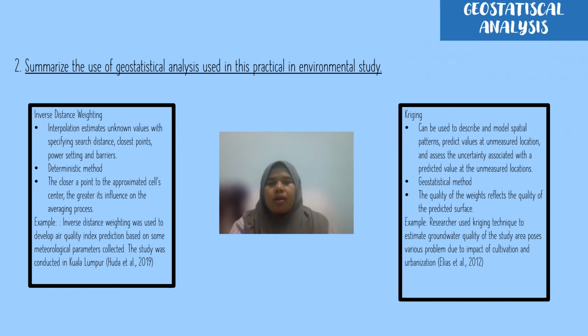And for kriging, it can be used to describe a model spatial pattern, predict value at unmeasured locations, and assess the uncertainty associated with predicted value at the unmeasured location. It's a type of geostatistical method, and the quality of it reflects the quality of the predicted surface. For example, a researcher used a kriging technique to estimate groundwater quality of the study area, which poses various problems due to the impact of cultivation and urbanization.